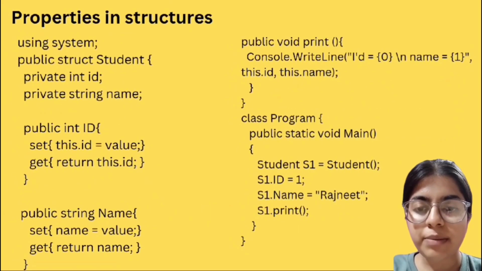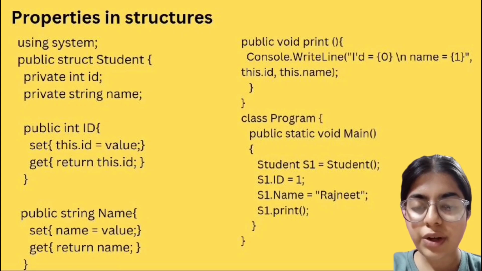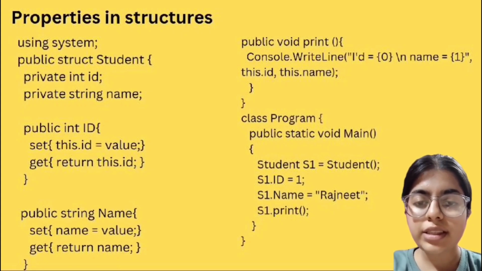So in the second example, we have a structure Student in which we are declaring the variables int id and string name as private. In this structure, we are also declaring the properties, which are public int Id and public string Name. Both of these properties have set and get accessors. The set accessor is used for setting the value for the variable and the get accessor is used for returning it.